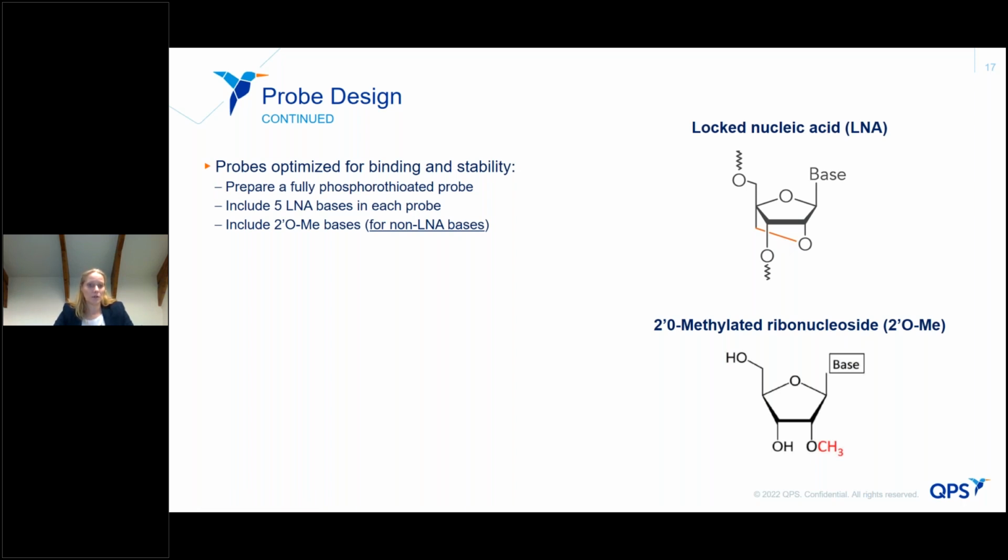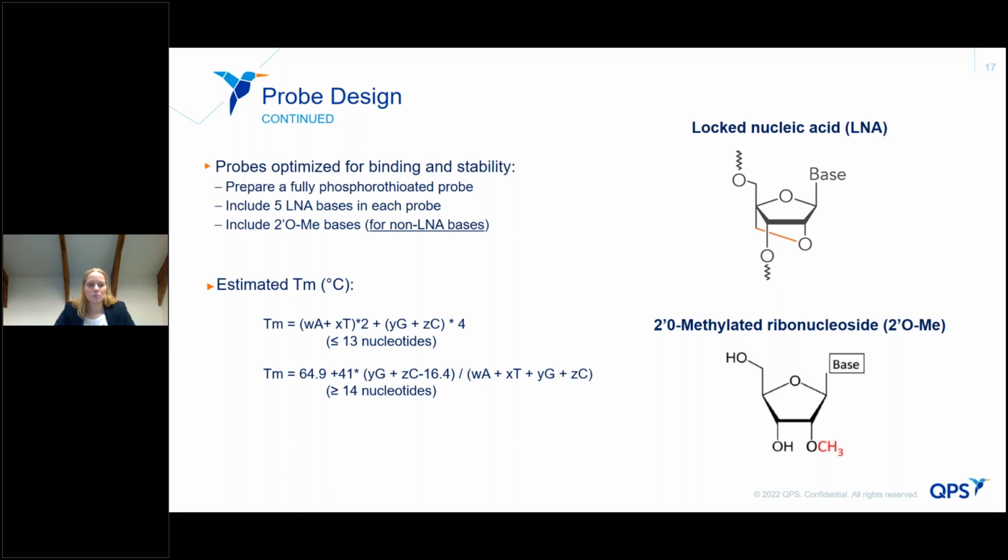You could also include methyl bases for non-LNA bases. That means that you can either have LNA bases or methyl bases. You cannot have them both. And you see that in this picture, where a methyl group is added to the 2'-hydroxy of the ribose ring. By doing this, the probe becomes more stable because the melting temperature is raised.